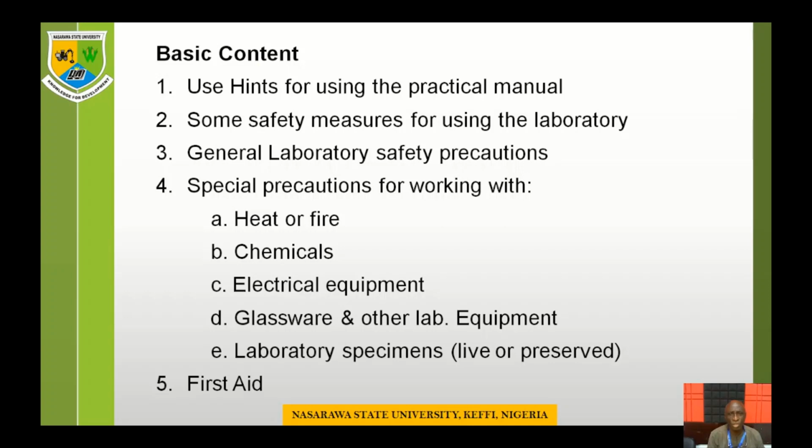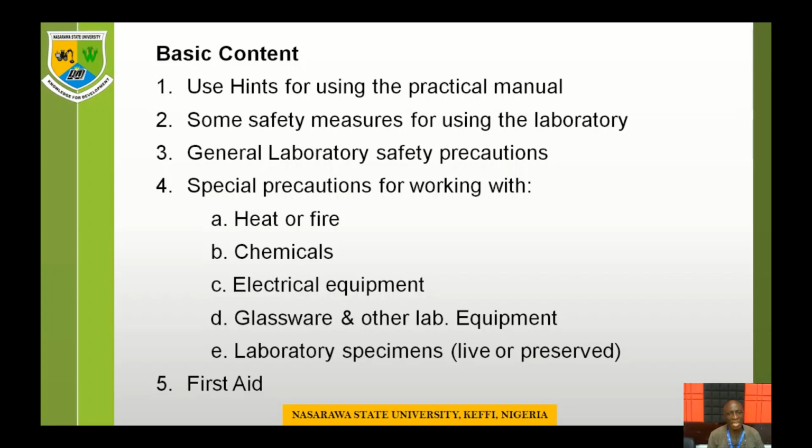Some safety measures for using the laboratory are also included. The do's and the don'ts, what you are expected to do in the laboratory, and what you should avoid, are in the manual. Read them carefully. Where you don't understand, call the attention of the technologist, and it will be explained to you. We have general laboratory safety precautions. We should not be careless in the laboratory, and so we have made some safety precautions that you will observe.